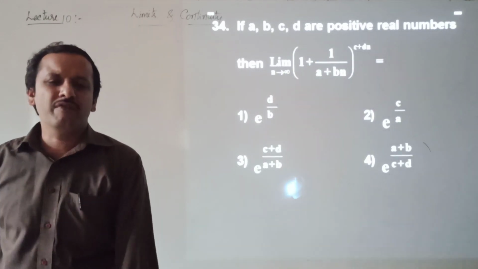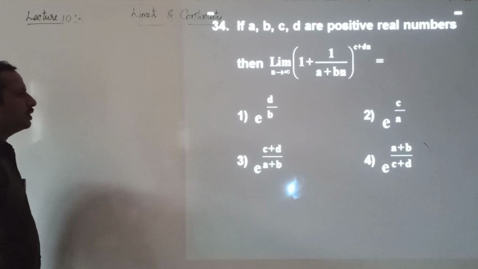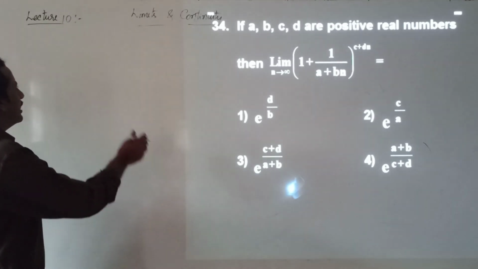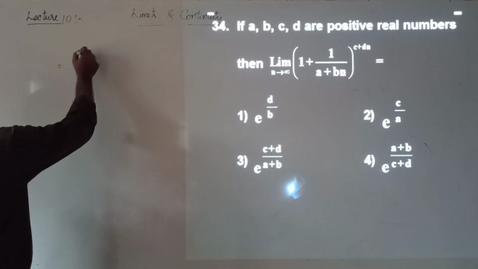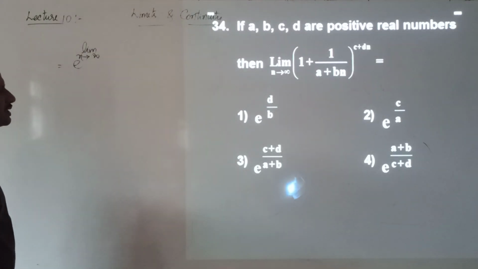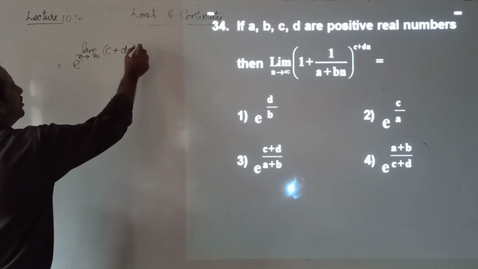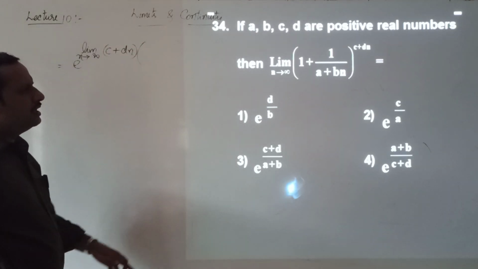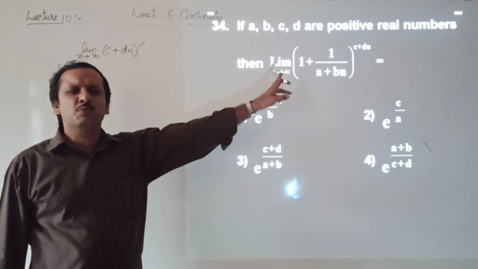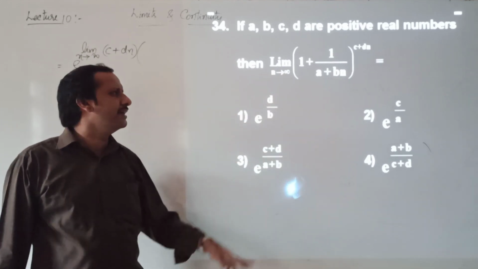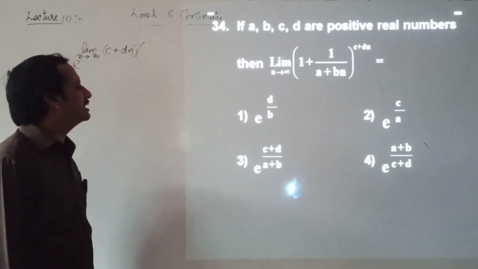This is also of the form 1 power infinity. So I will use that shortcut again. So I can directly write this as e to the power limit n tends to infinity of g(x). g(x) is (c + dn) into (f(x) minus 1). f(x) is 1 plus 1 by (a + bn) minus 1. 1 gets cancelled.